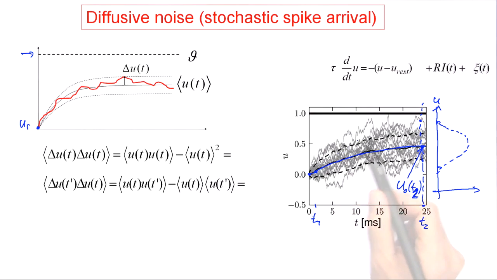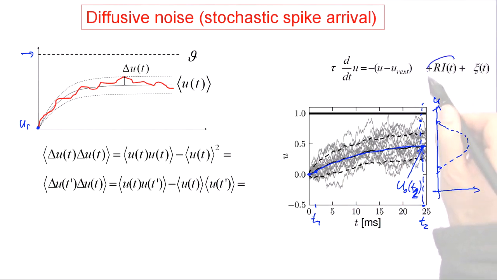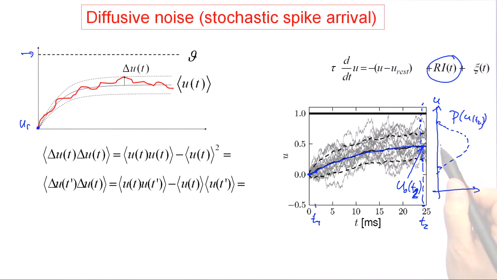Now, if I have many different trajectories, many trials, all starting at the same reset potential, all driven by the same deterministic input I of t, then I can build up this distribution of membrane potentials, which is P of U, now evaluated at this specific point U of T2. It has a mean, and this mean is this value here, U0, the mean at time T2. And it also has some variance. And the variance is what we can calculate mathematically.